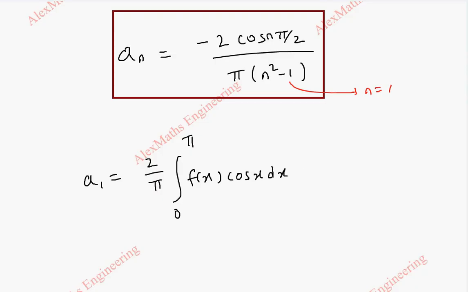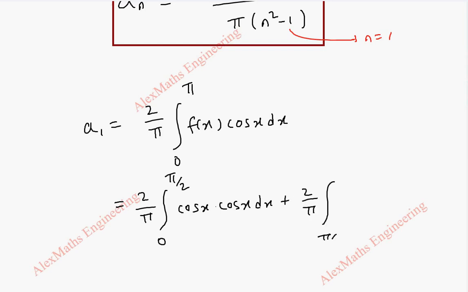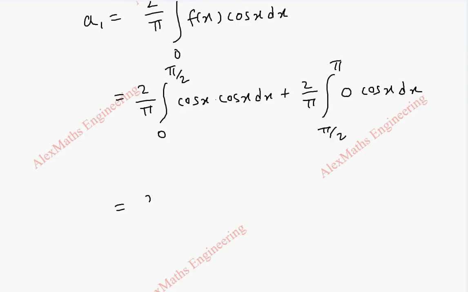dx. So as we know, this function is made up of two parts. So first part is from 0 to pi by 2 alone. F of x is cos x, and one more cos x we have. And second part is 2 by pi integral pi by 2 till pi, and f of x is 0 here. So 0 into cos x dx. Anyway, the second part is completely 0. This is cos square x, 0 to pi by 2, and second part is 0.